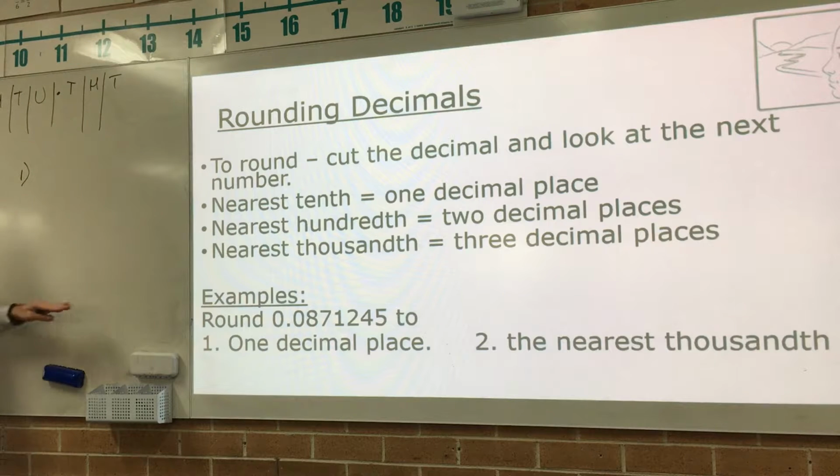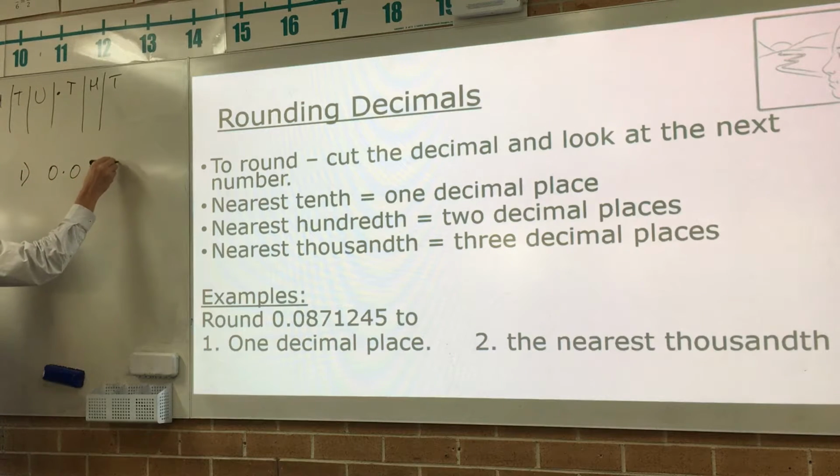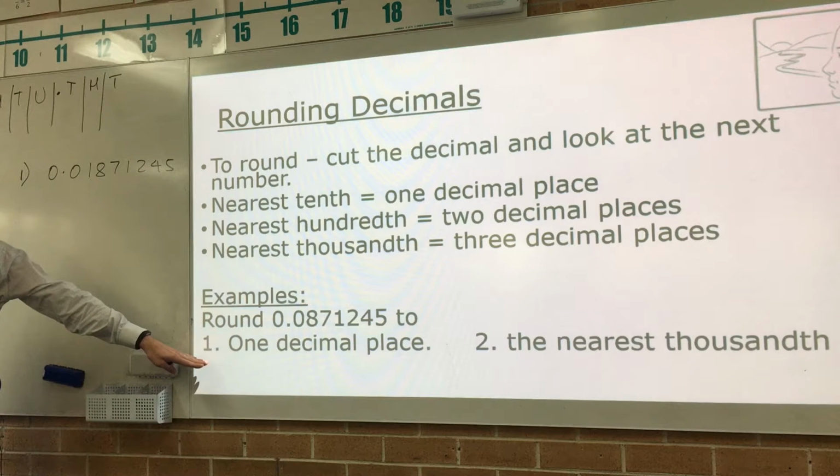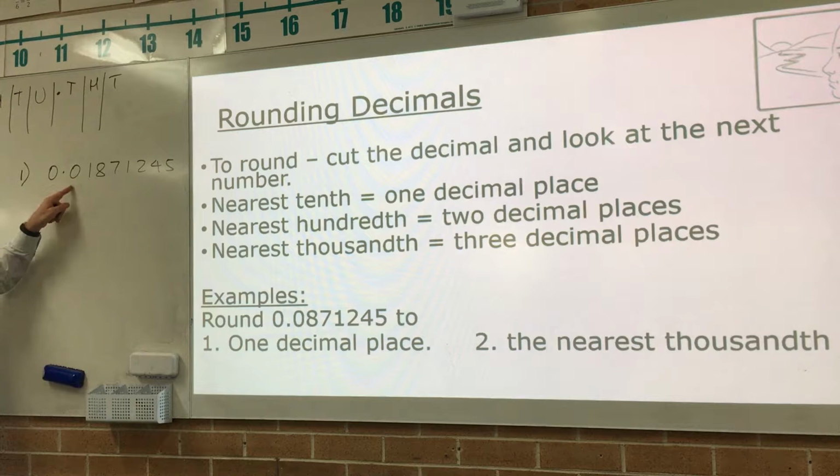Example 1, the question is round 0.0871245, and for the sake of this question, I'll write it down, to 1 decimal place. So we can see that 1 decimal place is there. We cut it there, and we look at the next number. As you know with rounding, if it's 5 or more, you round up. If it's less than 5, you round down. My number here is 1. Is it more or less than 5? Less. You're right.